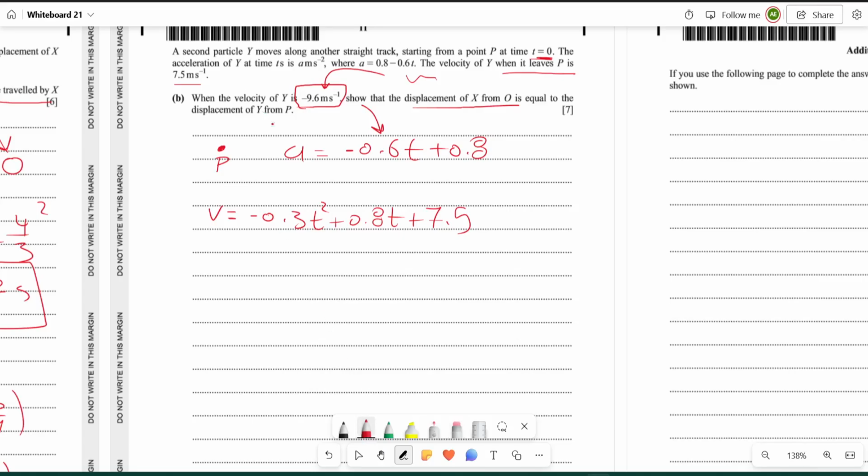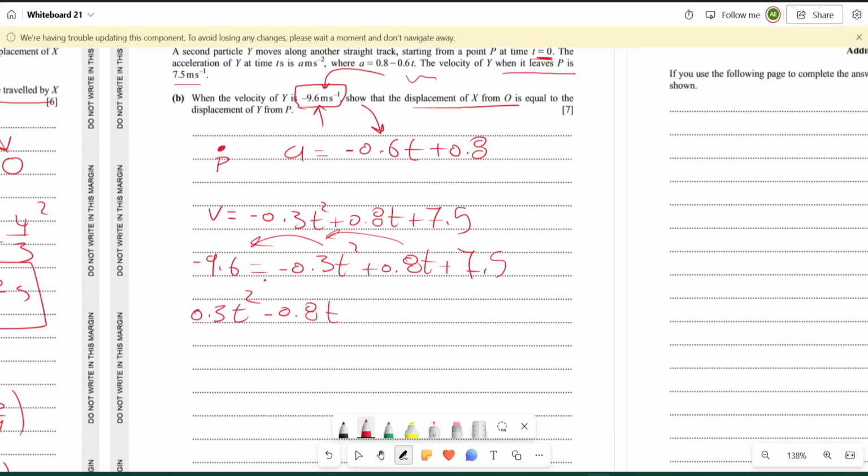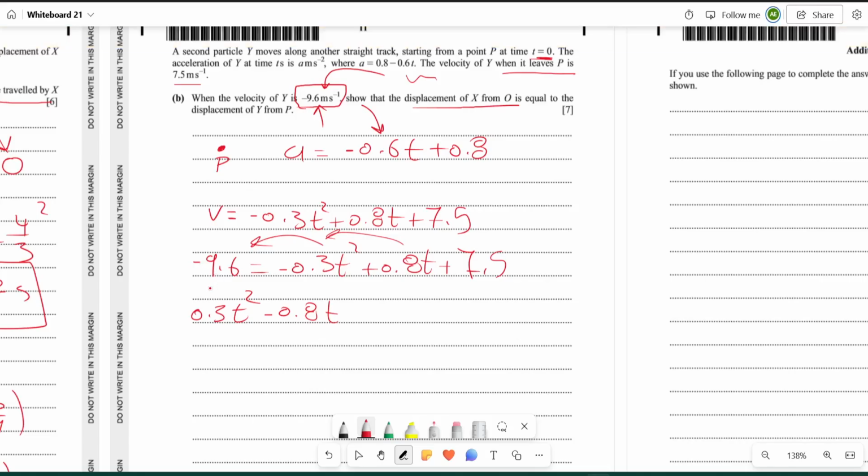Now, why did I do this? Because I want to find the time where the velocity is going to be negative 9.6. So negative 9.6 equals negative 0.3 t squared plus 0.8 t plus 7.5. From here, I'm going to move everything to the left side because this looks like a quadratic, and I always like the leading term of x squared or t squared to be positive. So that's going to be 0.3 t squared minus 0.8 t, and then a minus 9.6 minus 7.5, so minus 17.1 equals 0.